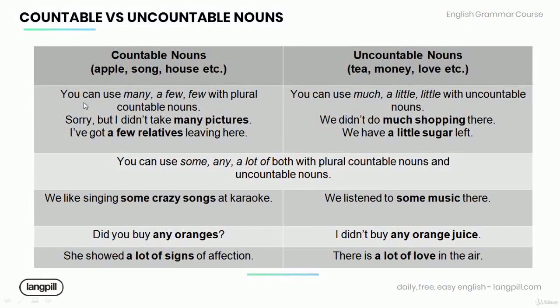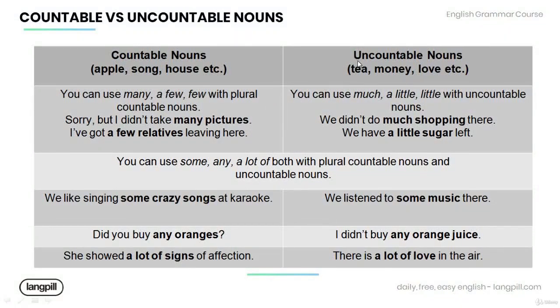Also, you can use many, a few, few with plural countable nouns, as in the examples below. Sorry, but I didn't take many pictures. I've got a few relatives living here.